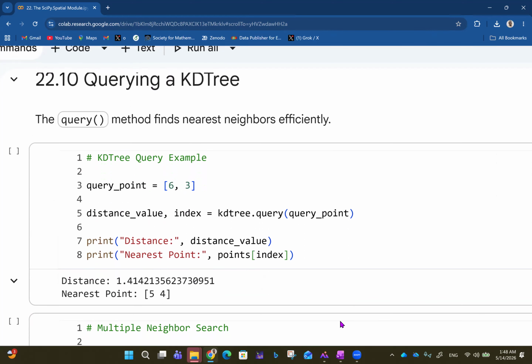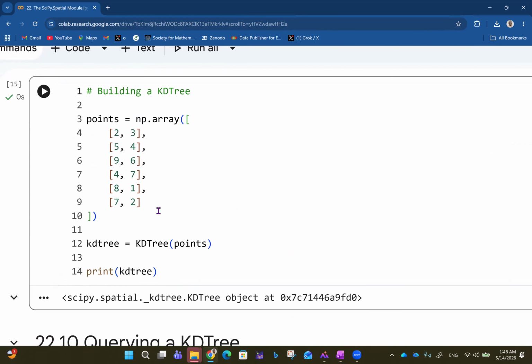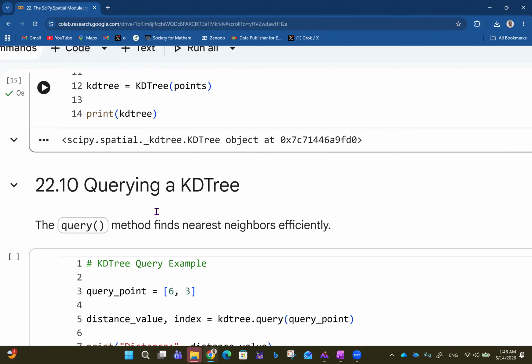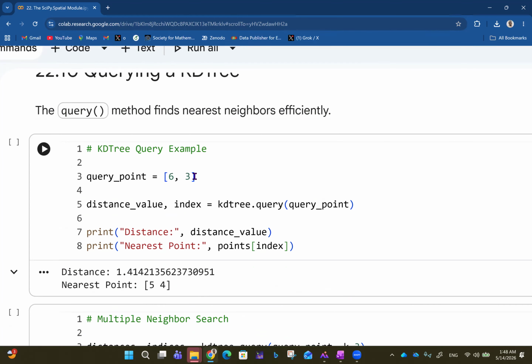But where you can now begin to use it is to query your KD tree. The query method finds nearest neighbors efficiently. So if you have a query point (6,3), be sure the (6,3) is not among the points. Let's say these points have been fixed already, and then you are at location (6,3) and you want to find the distance value and the index. So it's just a KDTree query of the query point. You print the distance value and then the nearest point to it. The distance is 1.414.